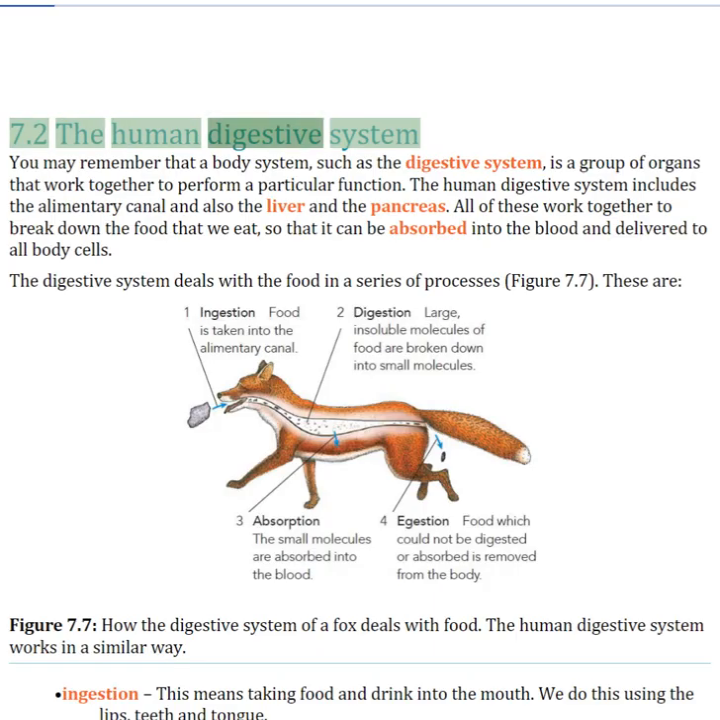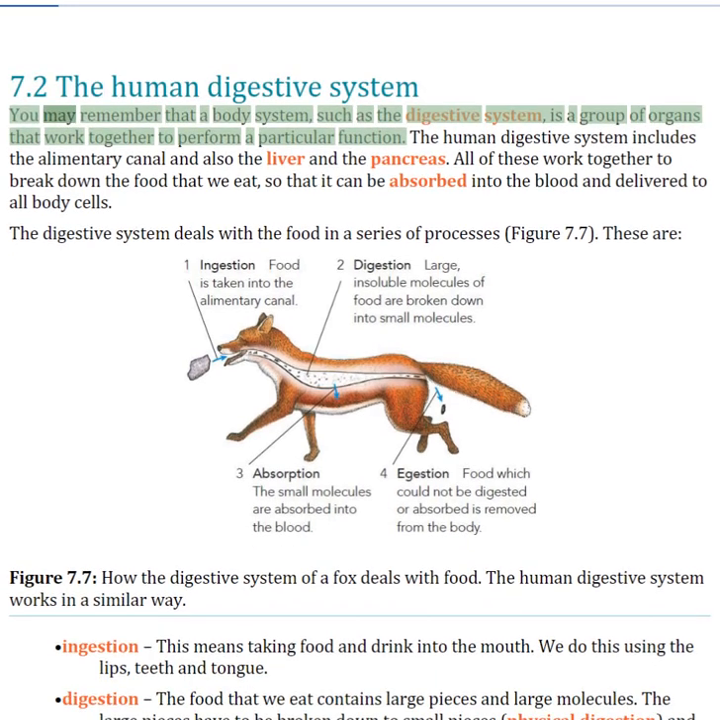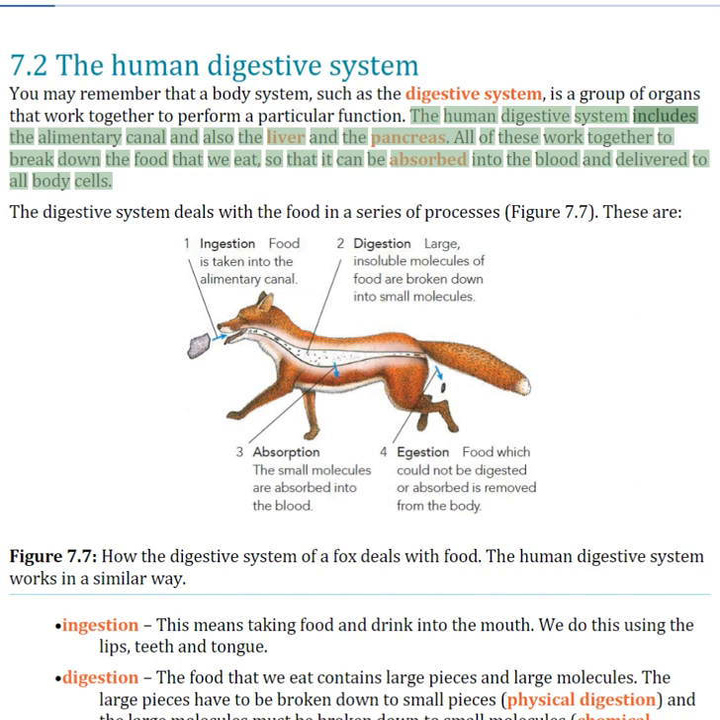7.2. The human digestive system. You may remember that a body system, such as the digestive system, is a group of organs that work together to perform a particular function. The human digestive system includes the alimentary canal, and also the liver and the pancreas. All of these work together to break down the food that we eat, so that it can be absorbed into the blood and delivered to all body cells.